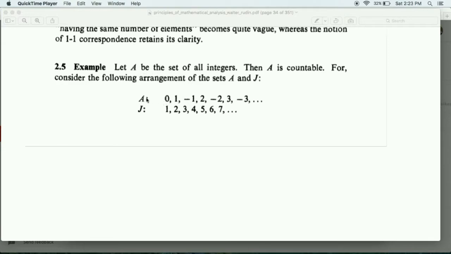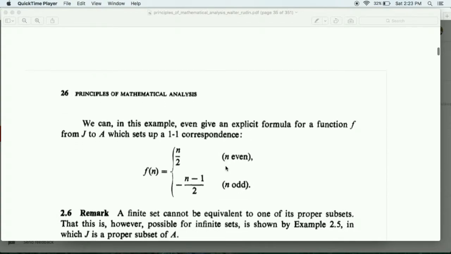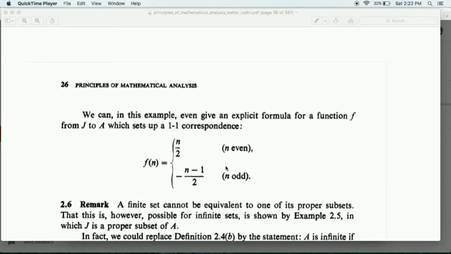Suppose A is the set of all integers 0, plus minus 1, plus minus 2, and so on, and J is the set of positive integers 1, 2, 3, 4, and so on. Now we set up a function f from J to A as follows. f of n is n by 2 when n is even and is minus of (n minus 1) by 2 when n is odd. We can check that this is a one-to-one correspondence between J and A.